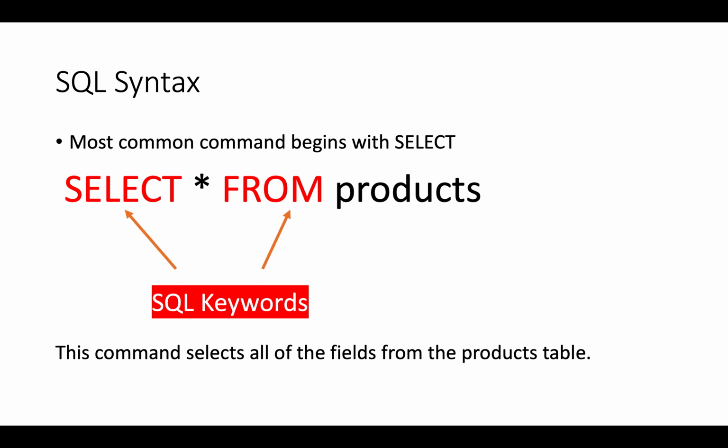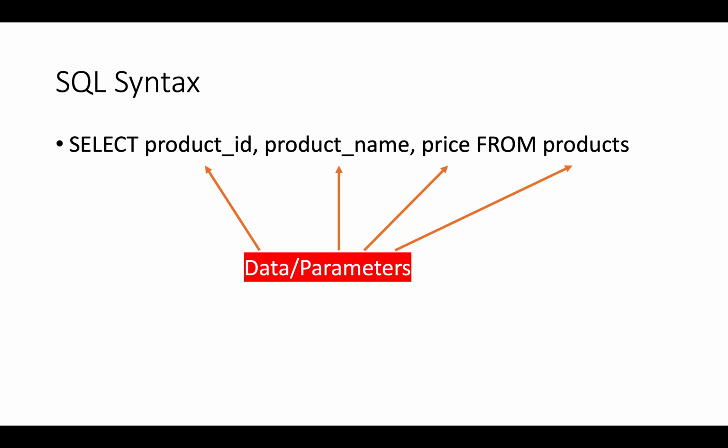In this example, the asterisk means select all of the fields from the products table. You can also be more explicit in which fields you select. You can list them. Select, for example, product ID, product name, price from products. These field names and the table are data or parameters.